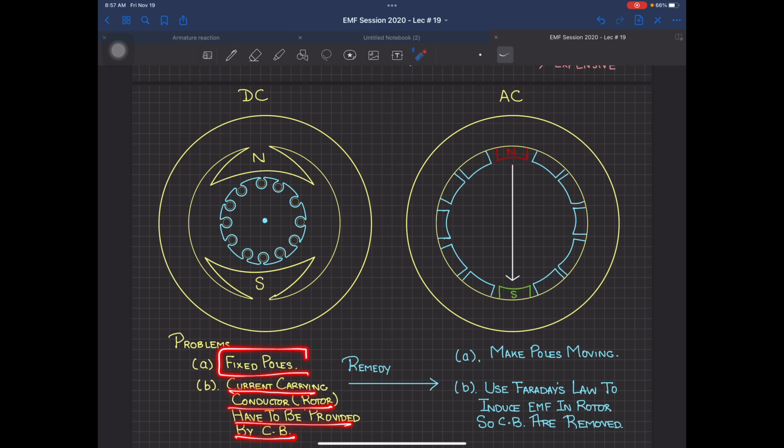Secondly, the poles were fixed. As you can see over there, this is the north pole, this is the south pole. Poles were fixed.